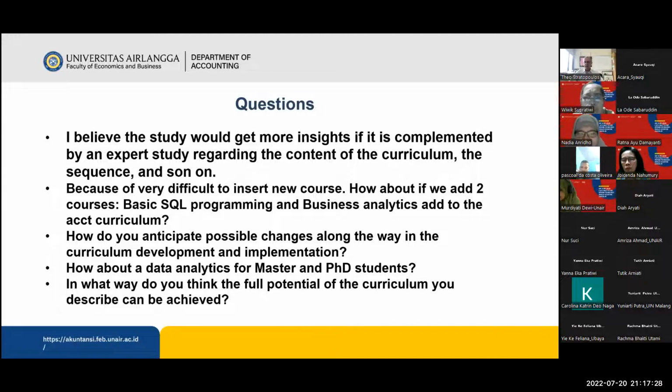In what way do you think the full potential of the curriculum you described can be achieved? We are in the process of hiring one person this summer in data analytics, and I'm hoping that we can hire one more in the spring or next summer, and possibly one or two more in the next couple of years. Once we have increased the foundation in terms of expertise, then we're going to have a curriculum that has reached its full potential.